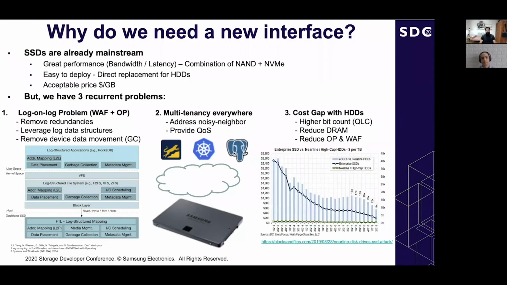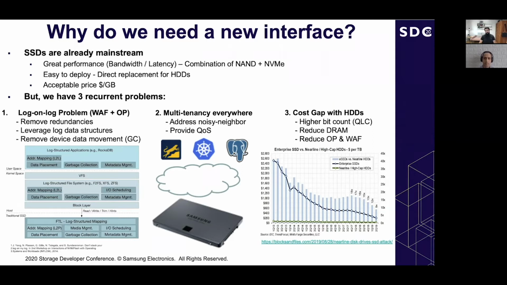So if we get started motivating, why do we need a new interface? SSDs are already mainstream. They offer great performance. They're easy to deploy in plug and play replacement for hard drives. And they're getting to an acceptable price in terms of $2 per gigabyte, right? However, there are three main problems that have not yet been solved in current solid state drives.